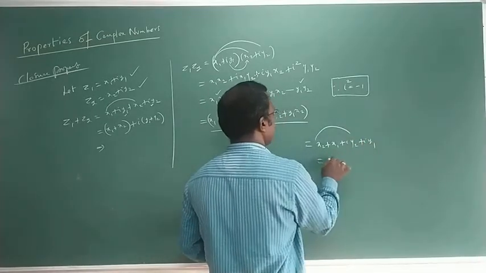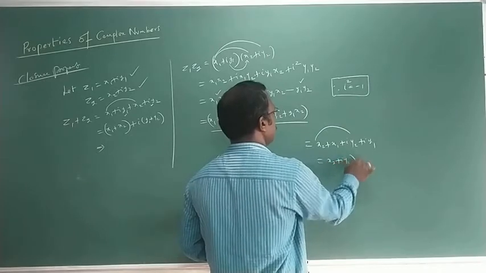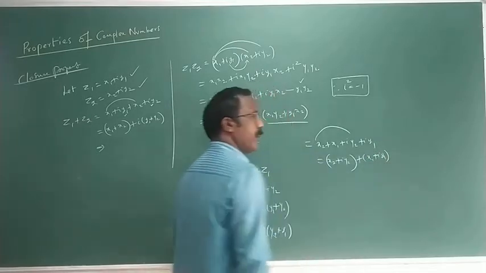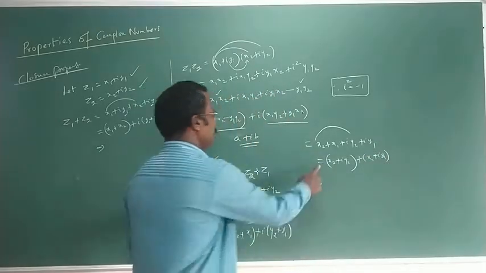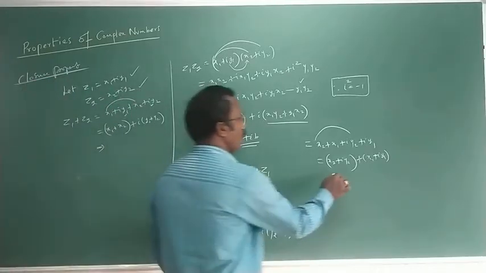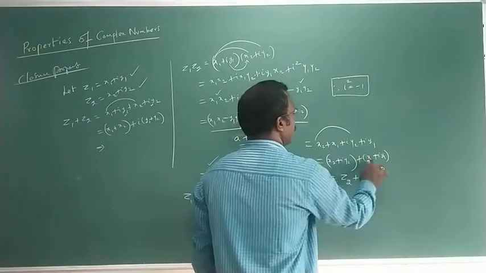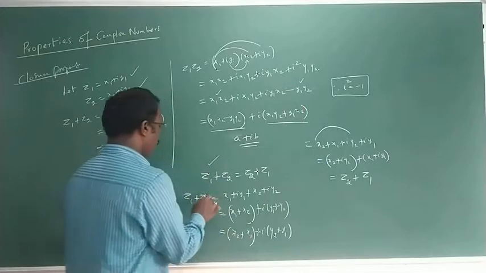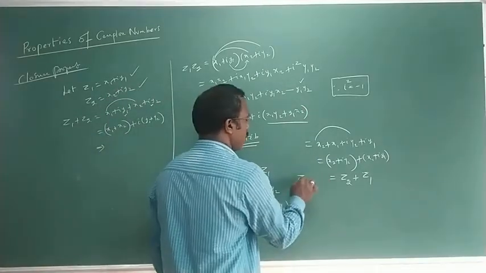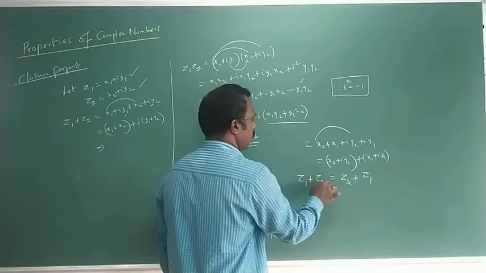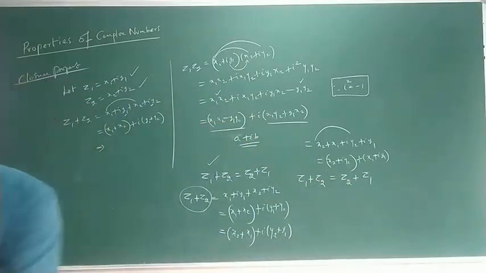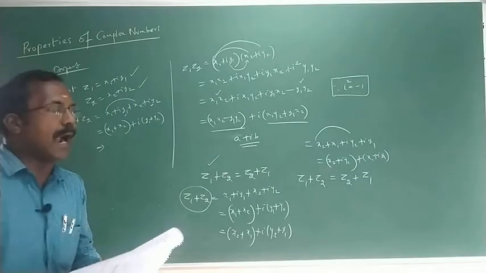Now x2 plus i y2 is one pair, and another pair is x1 plus i y1, the second pair. So x2 plus i y2 equals z2, and this is z1. So z1 plus z2 equals z2 plus z1. That is the commutative property for addition.